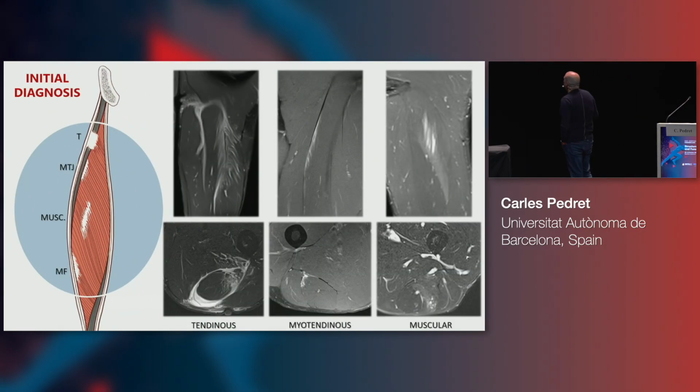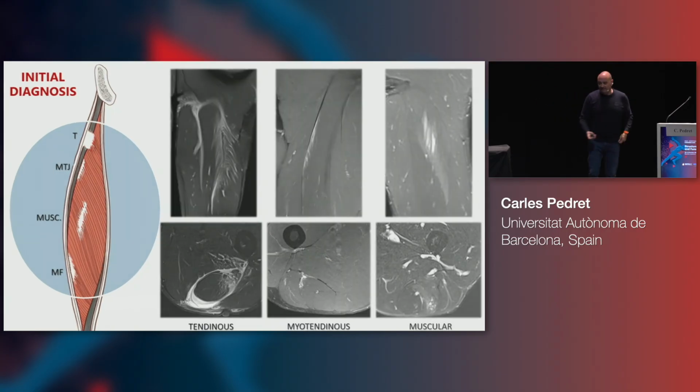Because what we can see in the MRI scan is a tendinous injury. We can see a myotendinous injury, which means a detachment of the muscle fibers attached to that tendon or aponeurosis, but without any rupture of the aponeurosis itself, or we can see, which is very uncommon, a pure muscle injury. And all of these have a completely different treatment or management during the process of the return to play.